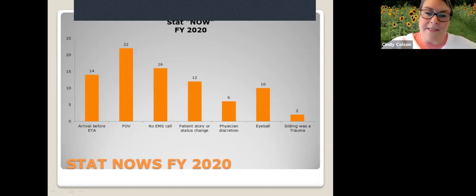But the part that we can control is the criteria that we hear about ahead of time. The mechanism either meets criteria, or the physiologic response or injury meets criteria. We can call those before and not do the eyeball thing. So if it meets criteria, we can call it prior to arrival.